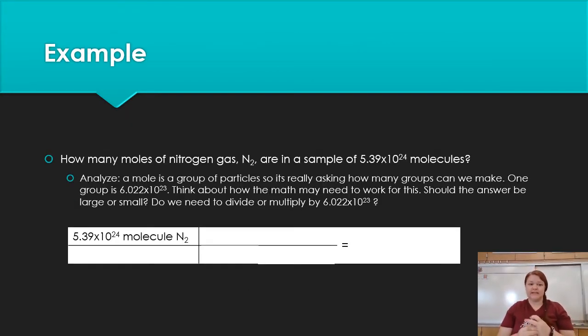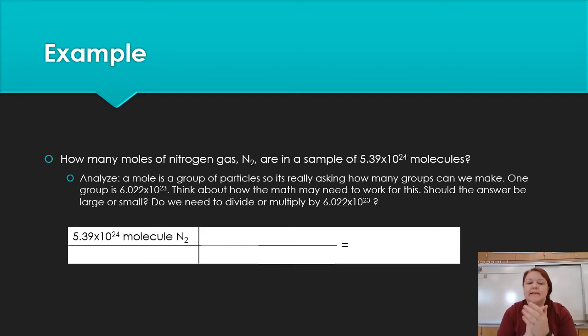So let's take a look at an example. This one says how many moles of nitrogen gas, so we're looking for how many groups, are in a sample of 5.39 times 10 to the 24th molecules. Okay, so let's take a look at this. A mole, what it's asking for is a group of particles. So it's really asking how many groups can we make from the amount we're given. We know one group is that 6.022 times 10 to the 23rd, right? Avogadro's number is a mole.